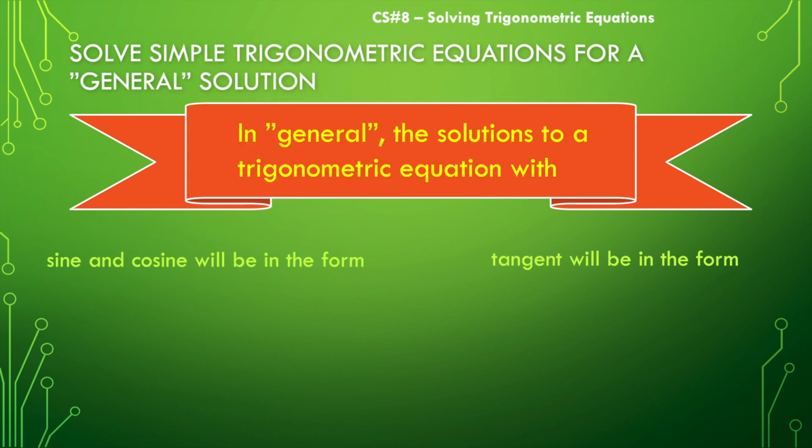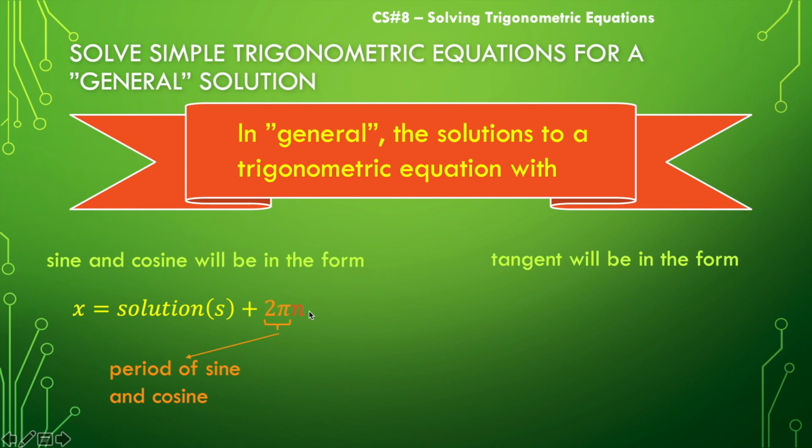So in general, when we talk about a general solution to a trig equation, our sine and cosine general forms of equations are going to look like this. x will equal the solution or solutions, sometimes we have 1, sometimes we have 2, plus 2 pi n. What's that 2 pi n? That's the period repeated any number of times, because it doesn't matter how many times you repeat that period, we're still going to get a solution that works.